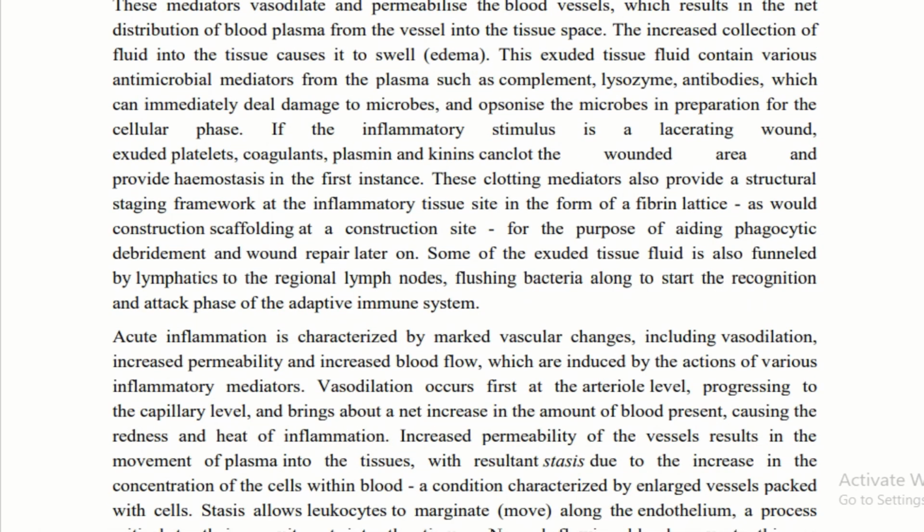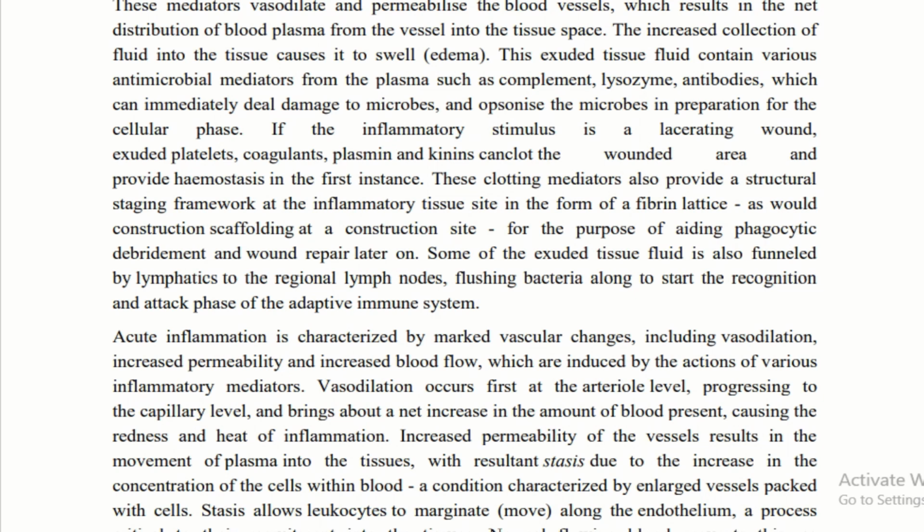This exuded tissue fluid contains various antimicrobial mediators from plasma such as complements, lysozymes, and antibodies, which can immediately deal damage to microbes and opsonize the microbe in preparation for the cellular phase. If the inflammatory stimulus is a lacerating wound, exuded platelets, coagulants, plasmin, and kinin can clot the wounded area and provide hemostasis in the first instance.